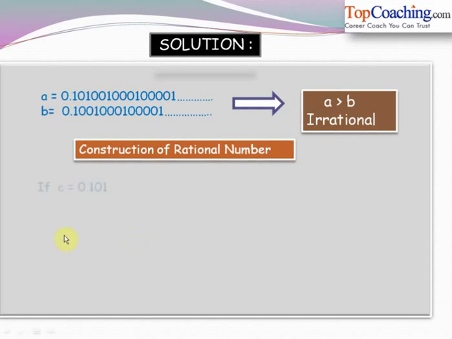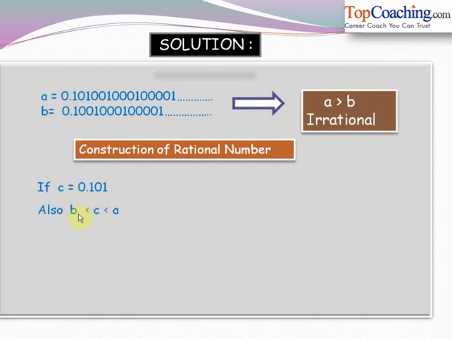Now, if we consider a number C equal to 0.101, C is clearly less than A but greater than B. Why? Because up to 3 places of decimal, it is the same as A, but it terminates. So, of course, A would be greater than C. And because the third place of C is 1 and the third place of B is 0, of course, C is greater than B. Therefore, we get B is greater than C, which is less than A.